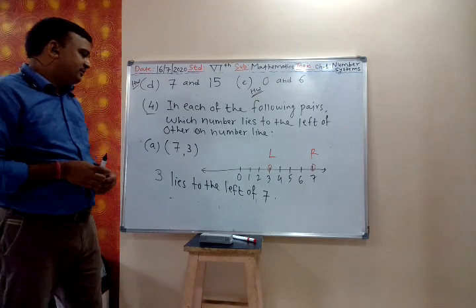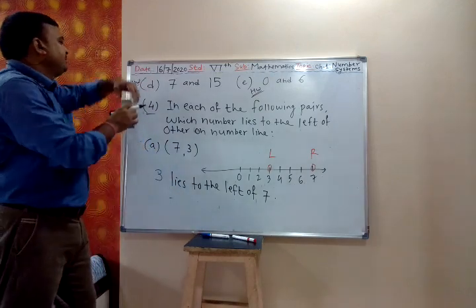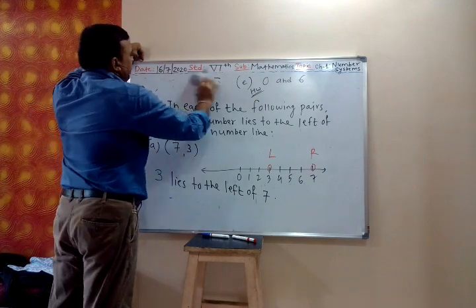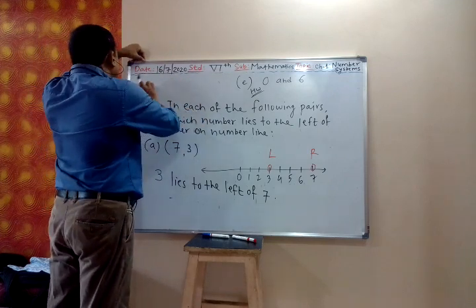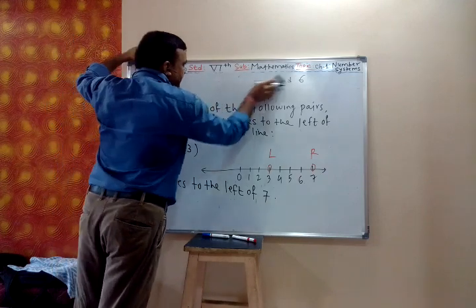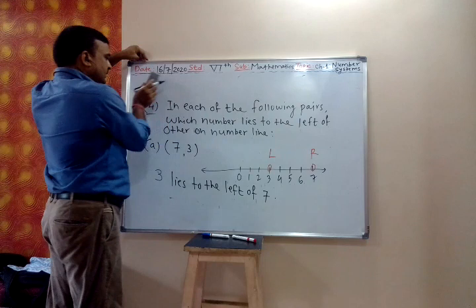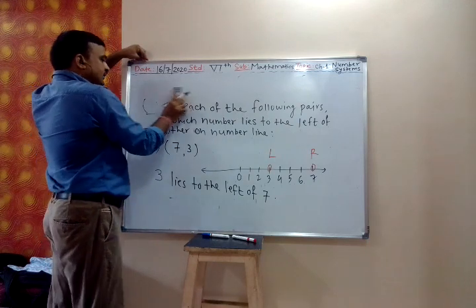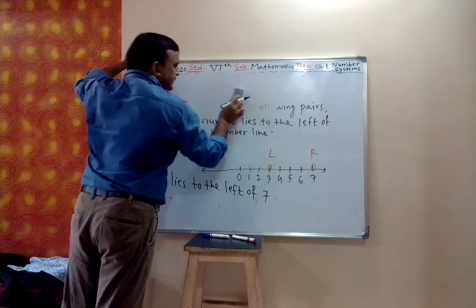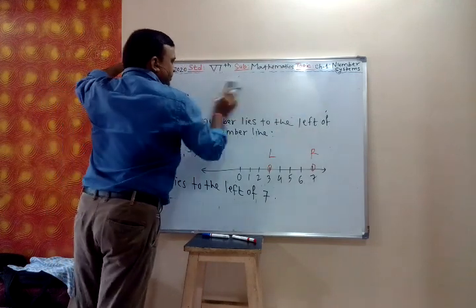Now what can I do? Whoever is present, we have to take care of this. Now write 7 and 3. So 3 lies to the left of 7. So 3 is on the left.